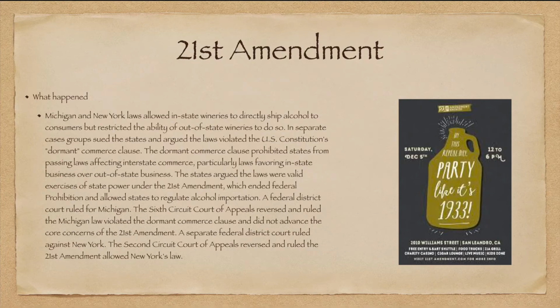A federal district court ruled for Michigan. The Sixth Circuit Court of Appeals reversed and ruled the Michigan laws violated the Dormant Commerce Clause and did not advance the core concerns of the 21st Amendment. A separate federal district court ruled against New York. The Second Circuit Court of Appeals reversed and ruled the 21st Amendment allowed New York's law.